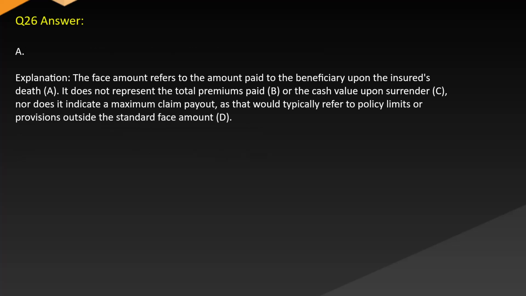Answer A. Explanation. The face amount refers to the amount paid to the beneficiary upon the insured's death. A. It does not represent the total premiums paid. B. Or the cash value upon surrender. C. Nor does it indicate a maximum claim payout, as that would typically refer to policy limits or provisions outside the standard face amount. D.